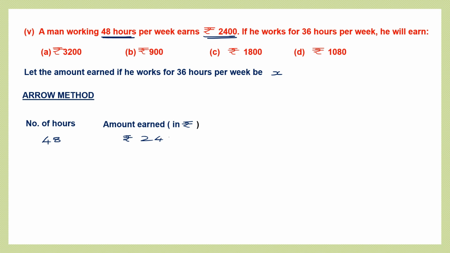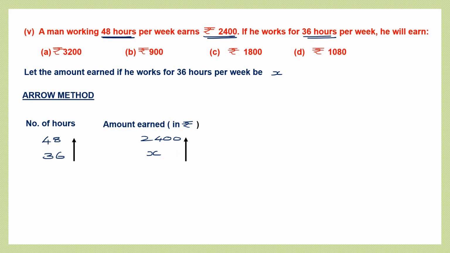Now in 36 hours, that means the hours have reduced. So if the hours reduce, the amount earned also will reduce, and we don't know what that amount is, so this is X. So here what do we see? The number of hours have reduced from 48 to 36, so the amount earned also will reduce. That means this is direct variation. So we draw our arrow marks like this, where we say that both are decreasing. Now you can draw your arrow marks either upwards or downwards, but when it is direct variation, both the arrowheads should be in the same direction. So now look at what the arrowhead is pointing at.